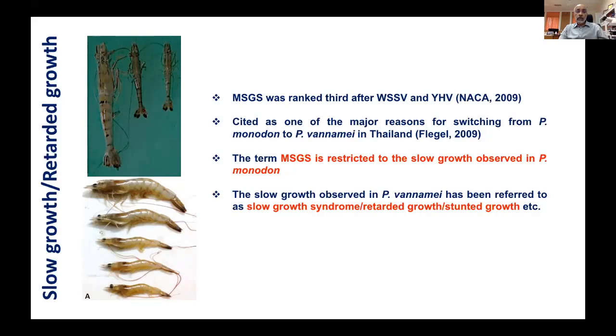monodon, when in Thailand they co-cultured the Vannamei with the monodon, the monodon was showing slow growth syndrome, but the Vannamei was not. And this was one of the key reasons for the introduction of Vannamei in Thailand, because they said, see, look, Vannamei is not prone to slow growth. And if you get a pathogen-free stock, white spot-free stock, probably it will be the right decision. So that's one of the key reasons for introducing Vannamei in Thailand.